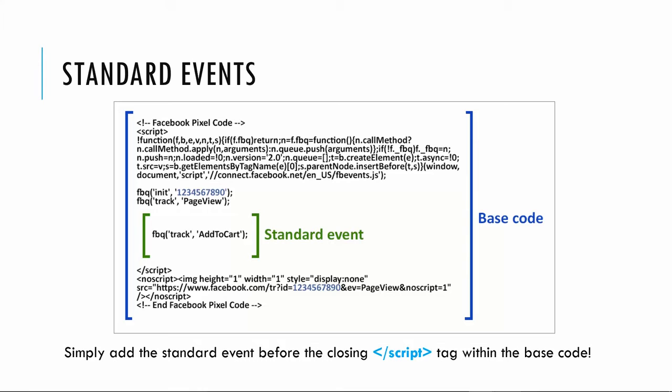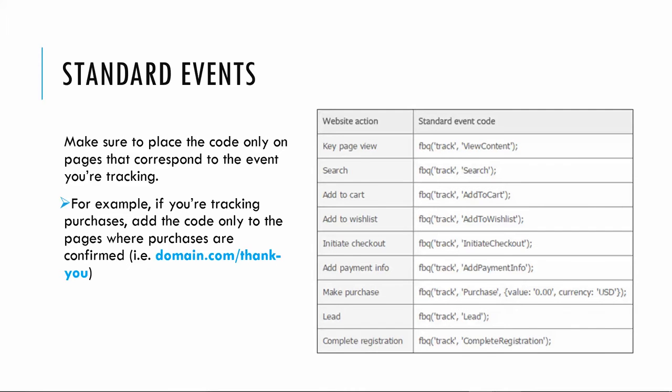And remember, this base code or Facebook pixel is what we paste in before the closing head tag on each page. So this standard event edition of Add to Cart, this would be added before this closing script tag on the Add to Cart page. So make sure to place the code only on pages that correspond to the event you are tracking.